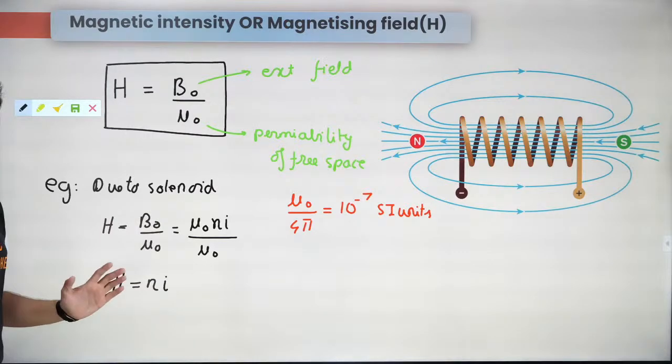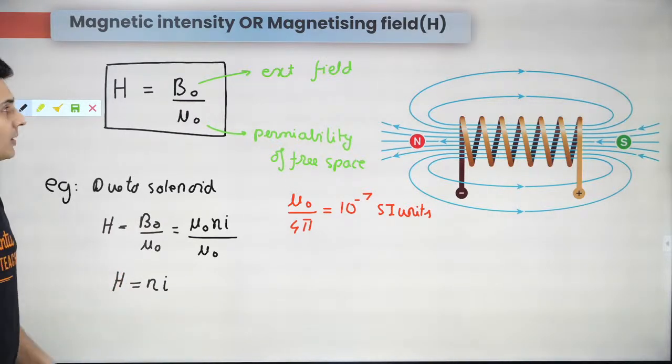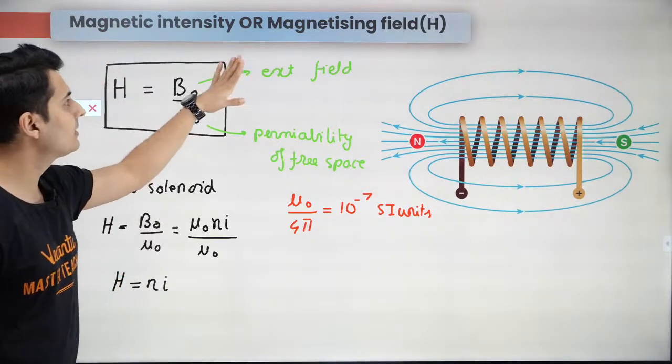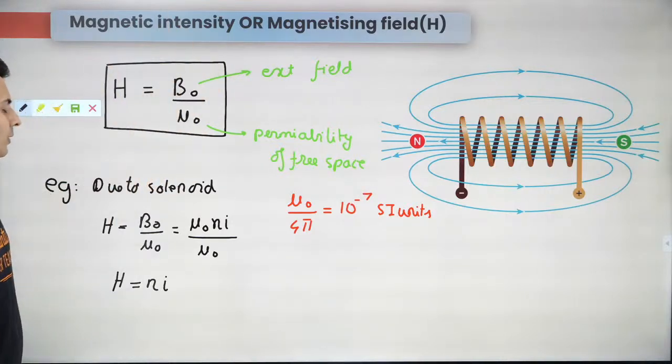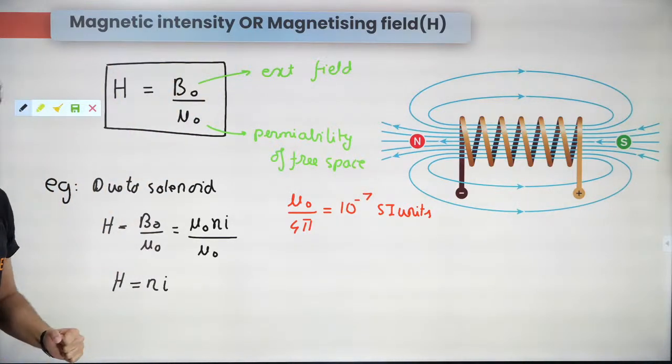Very, very important. So this is called magnetic intensity or magnetizing field. Very, very important. I hope you have made notes about it.